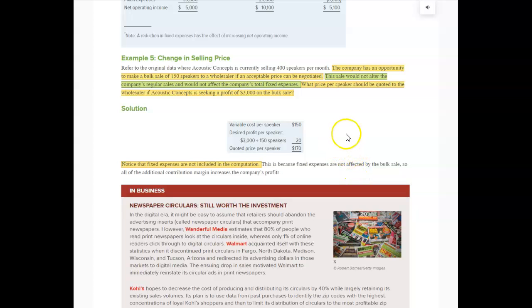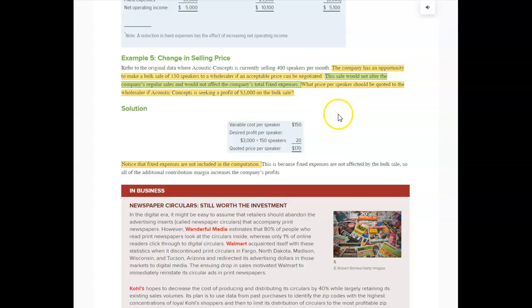And a changing selling price, they're currently again selling 400 speakers. They think they can make a special sale here, a bulk sale of 150 speakers at a price they want to negotiate. This sale would not alter any of the regular sales nor would the fixed expenses be affected. So the question is, what price per speaker should be quoted to the wholesaler if our company, Acoustic Concepts, is seeking a profit of $3,000 on the bulk sale?